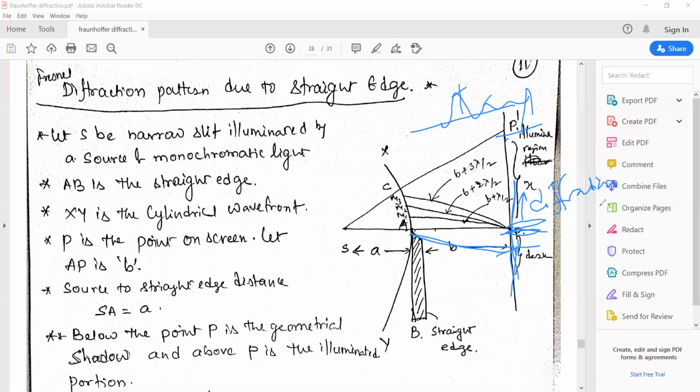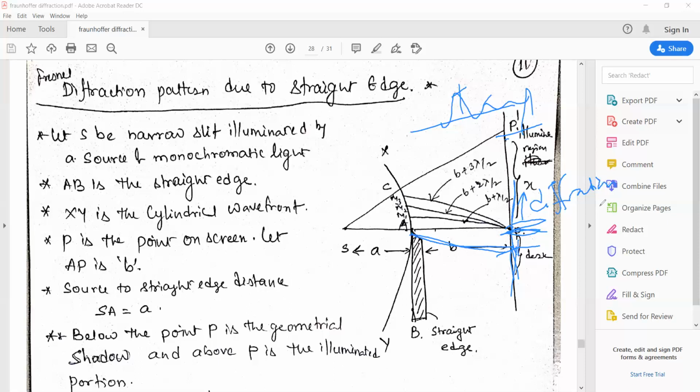So these two points are important. Above point P you will see a diffraction pattern, that means bright bands and dark bands. After a certain distance above P, you will see an illuminated region. And below point P, for a particular distance you will see small light with less intensity, the intensity decreases rapidly as you move down, and complete darkness comes after a certain distance.